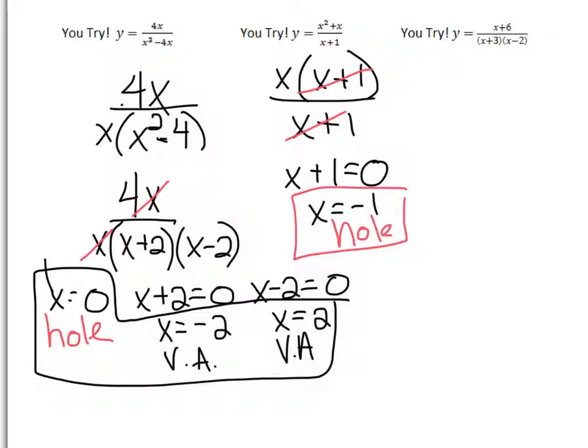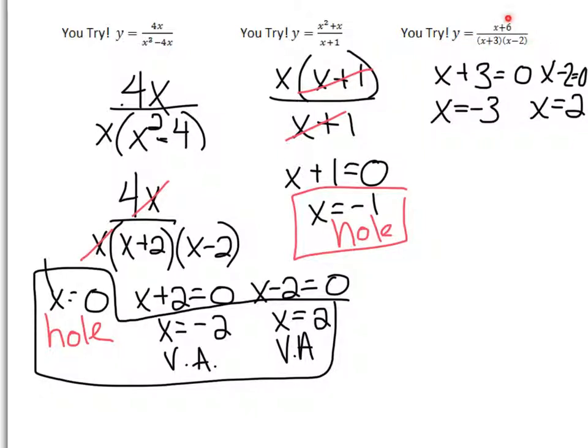Last U-try, it's actually already been factored for you, so you don't have to worry about that. So we're just going to set your denominator equal to 0. So x plus 3 equals 0. X minus 2 equals 0. So this means x equals negative 3 and x equals positive 2. Well, would anything cancel here? And the answer to that is no, because to cancel you'd have to have an x plus 6 and we don't. So that means these are both vertical asymptotes.